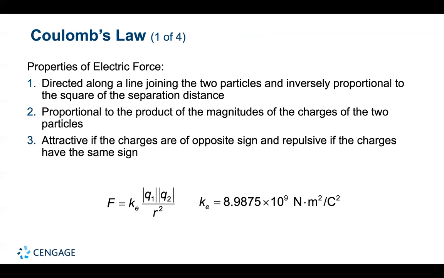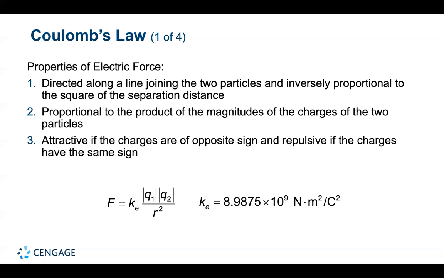So let's talk about Coulomb's law. In 1785, Charles Coulomb, who lived from 1736 to 1806, experimentally established the fundamental law of electric force between two stationary charged particles. And so an electric force has these properties. First, it is directed along the line joining the two particles and is inversely proportional to the square of the separation distance between them. Number two, it is proportional to the product of the magnitudes of the charges of the two particles. And number three, it is attractive if the charges are of opposite sign and repulsive if the charges have the same sign.